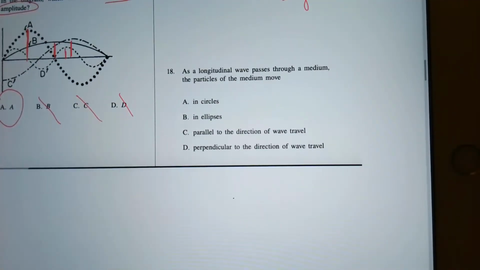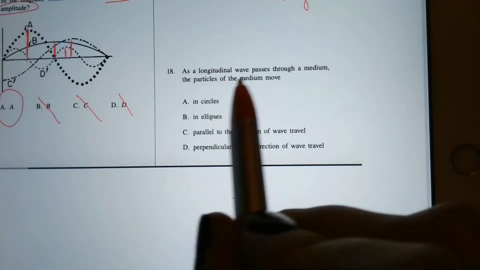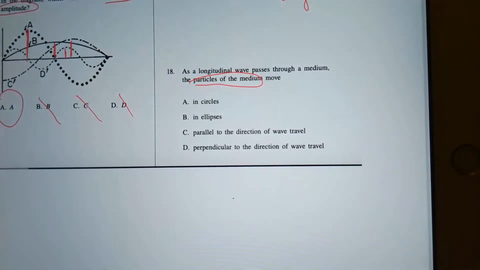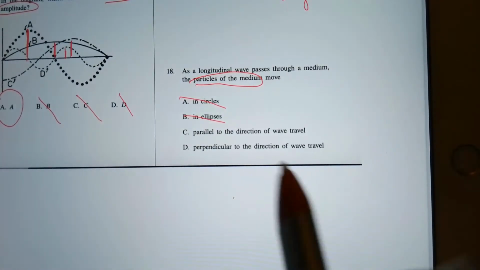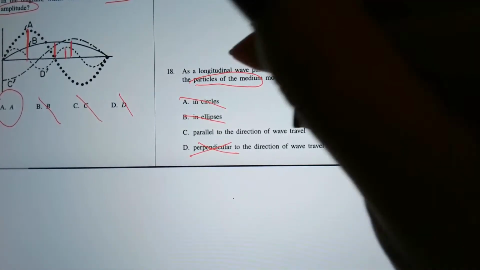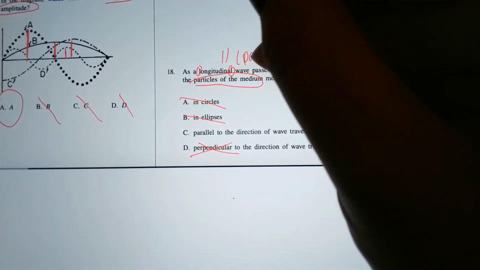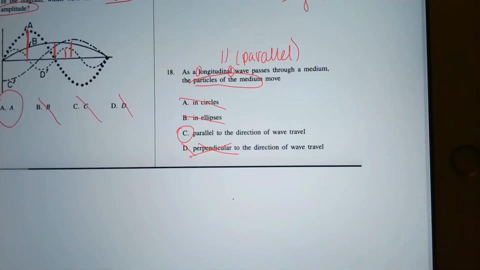Number 18, as a longitudinal wave passes through a medium, the particles of the medium move. Well, again, circles and ellipses make no sense. Perpendicular, nope, because remember, longitudinal, I see an L and an L, and that means parallel. So therefore, it is choice C.